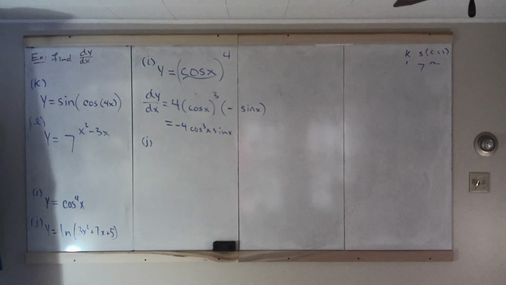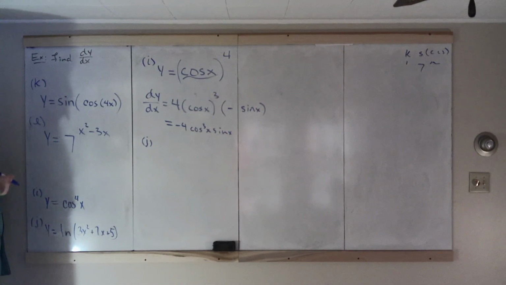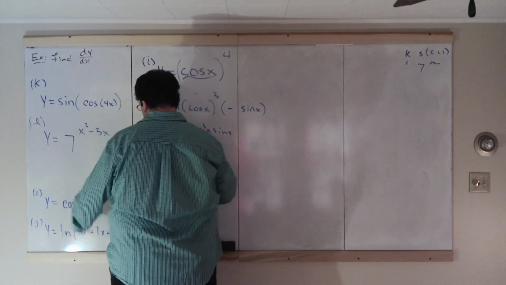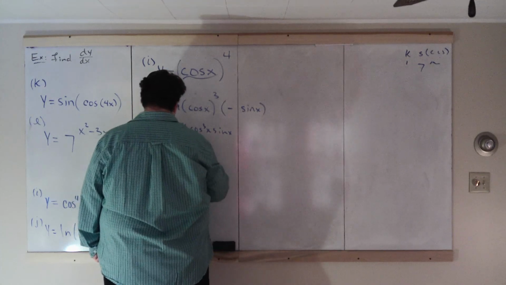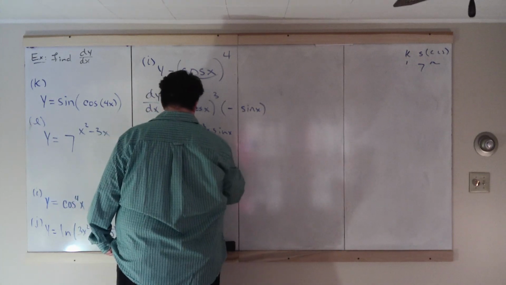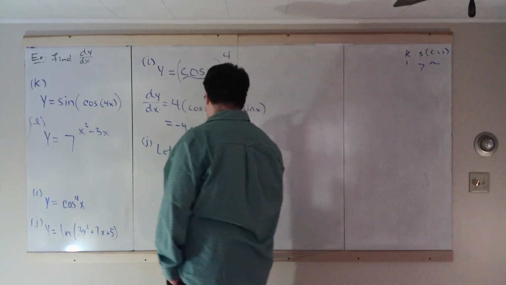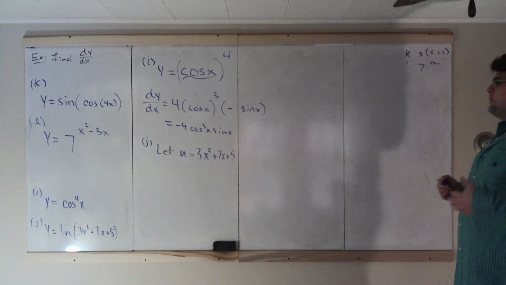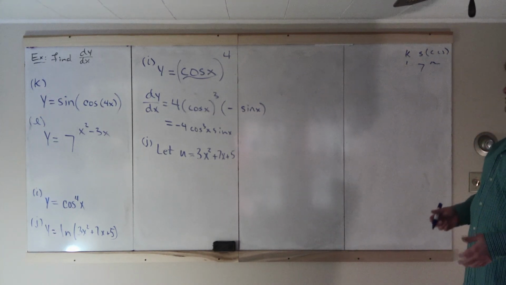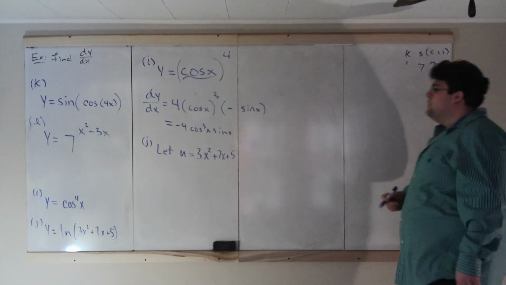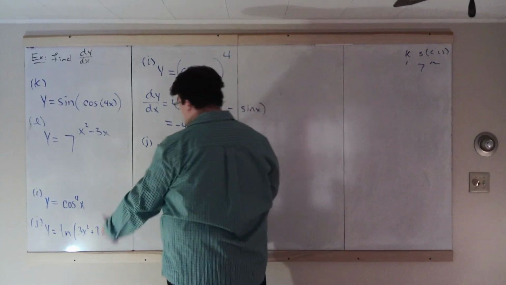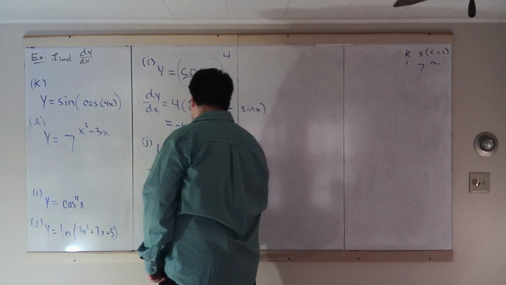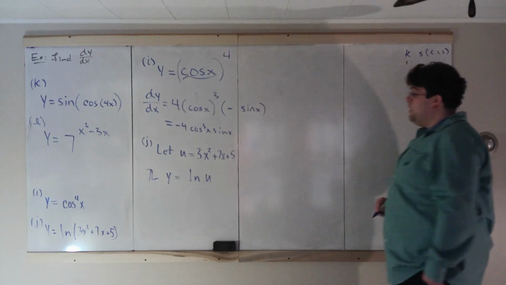J, log of something. How do we do log of something? Well, let's write out the u substitution. This part J will show up several times, so I'll go through it in detail. We know how to take the derivative of log of x. So if there's more than an x on the inside, we'll use a u substitution to get rid of that. So u equals 3x squared plus 7x plus 5. Then y equals log of u, natural log.